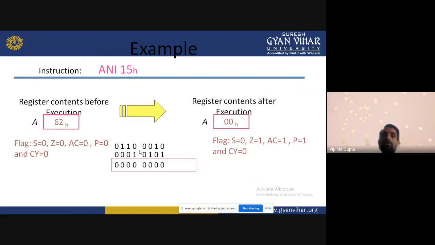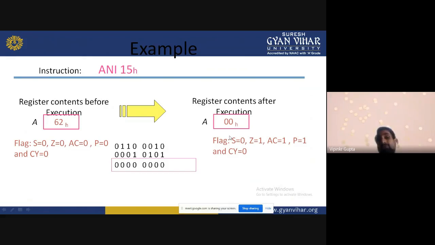So now what do we get? Result is 0, 0, 0. All values are 0. So the sign flag value will be changed. Sign flag value is 0. Zero flag value is 1 because all the values are 0.